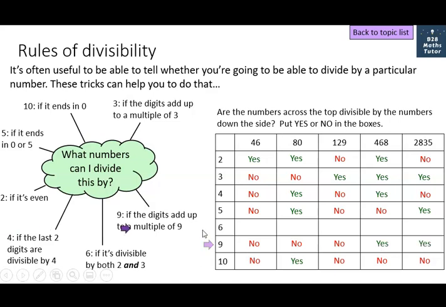And finally, we have the 6s. So if you have a yes in both the 2 row and the 3 row, then the number must be divisible by 6. So we've got a yes and a no, so that's a no. Yes and a no, so that's a no. A no and a yes, that's also a no. A yes and a yes makes a yes. And a no and a yes is another no. So that's the end of that section.